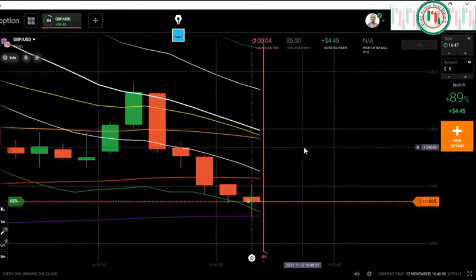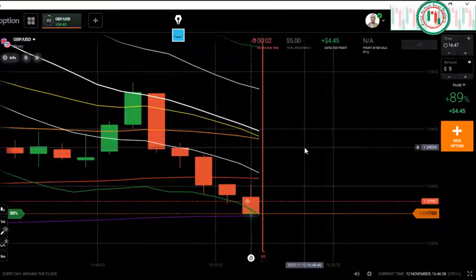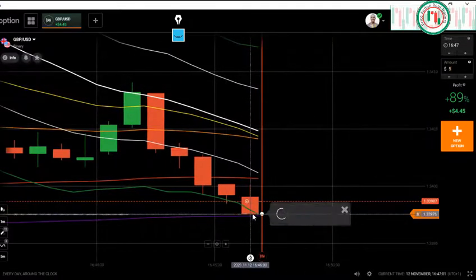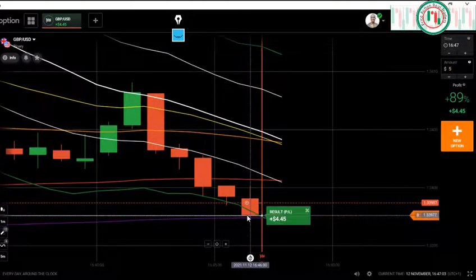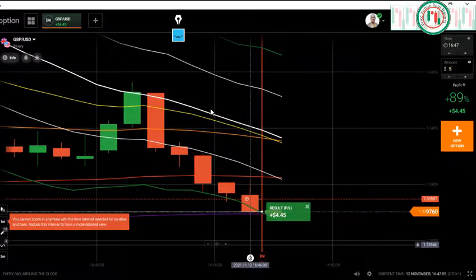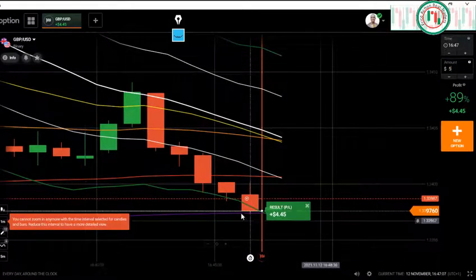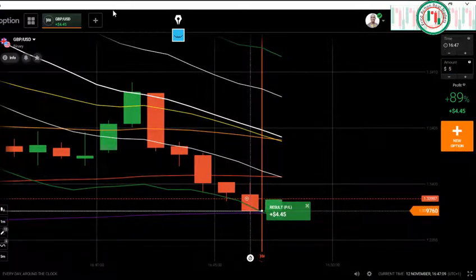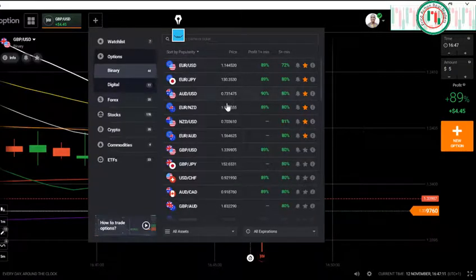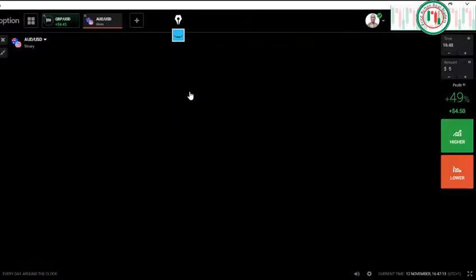I know it's definitely close below my level. You see it's closing exactly at 200 EMA. That's why I place my trade put option. I know market must reach this level before it reverses. So let's analyze another market and see.